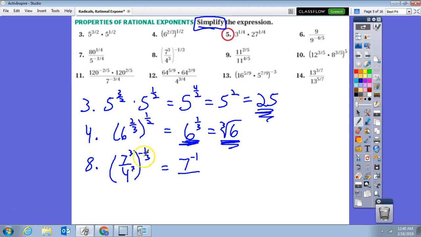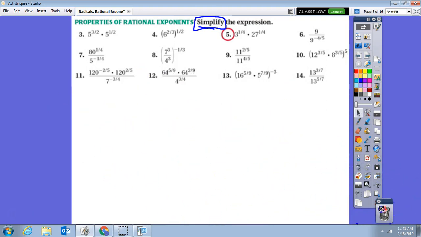4 to the 3rd, when you raise a power to a power, you multiply. So 3 times negative 1/3 would be negative 1 again, don't change the base. What do you do with negative exponents? You move the 4 on the bottom to the top and make it positive 1. You move the 7 on the top to the bottom and make it positive 1. You move it and you make it positive. Now that is really just 4 over 7 because 4 to the 1st and 7 to the 1st. So, just a few examples there of using properties of exponents even when they are fractions.